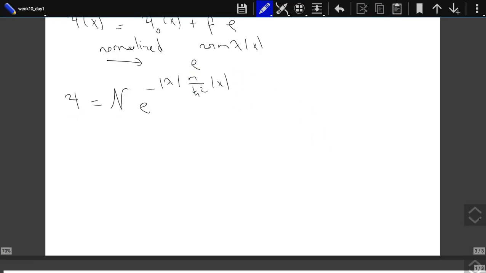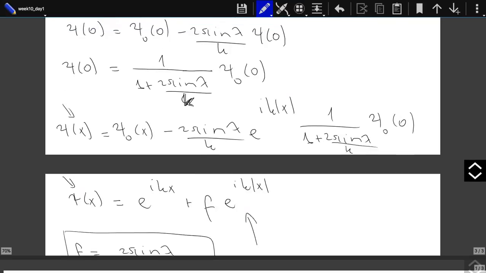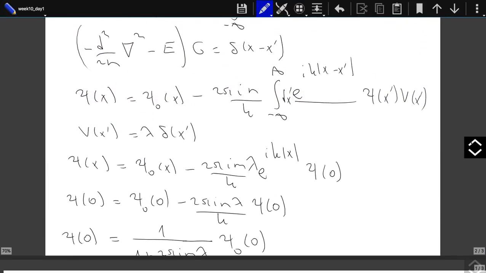Compare it with this one. As I said, I have to insert some h bars. I shouldn't have this 2 pi over here. I mean, if you do it properly with proper normalizations, this 2 pi is not there.